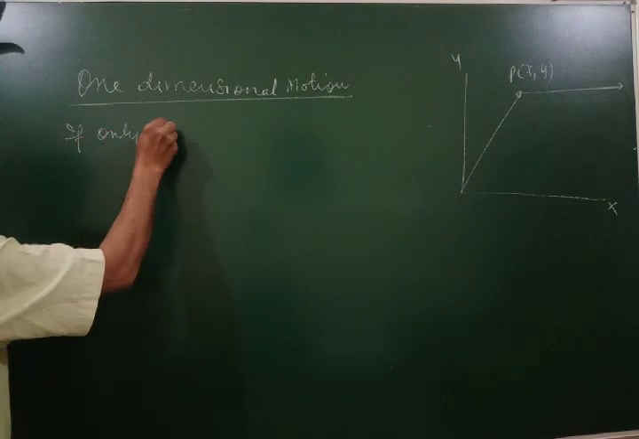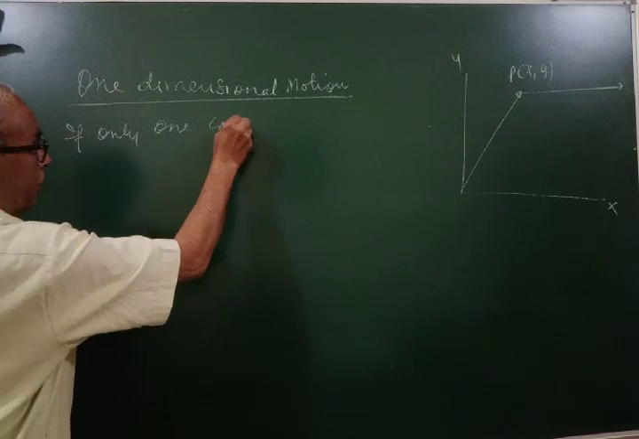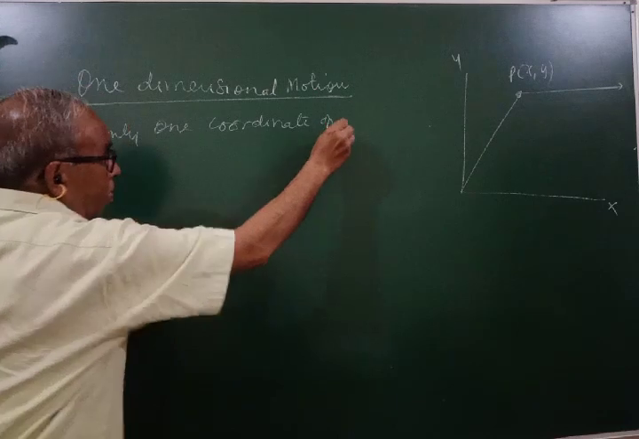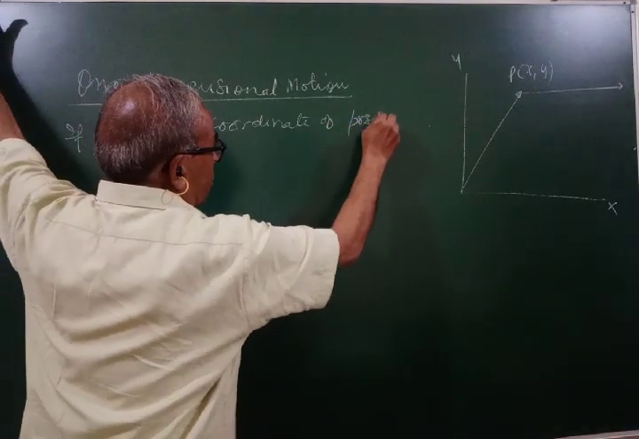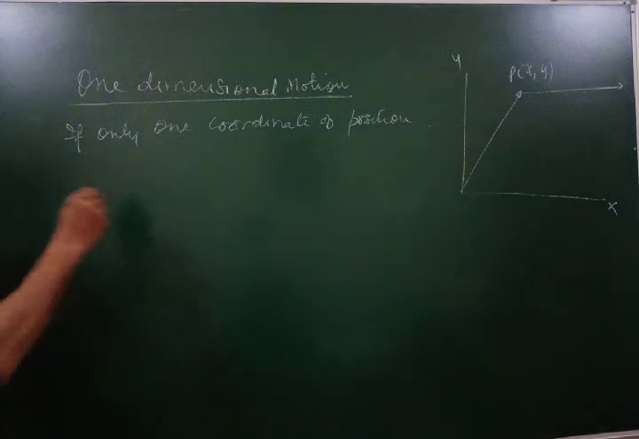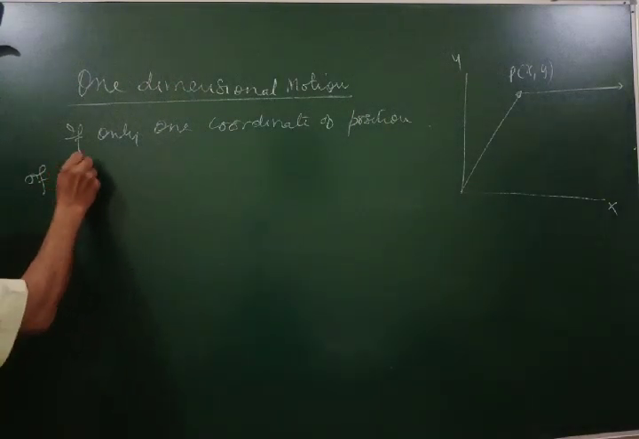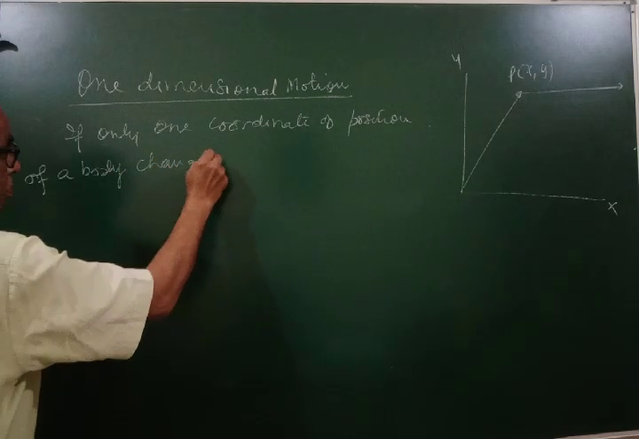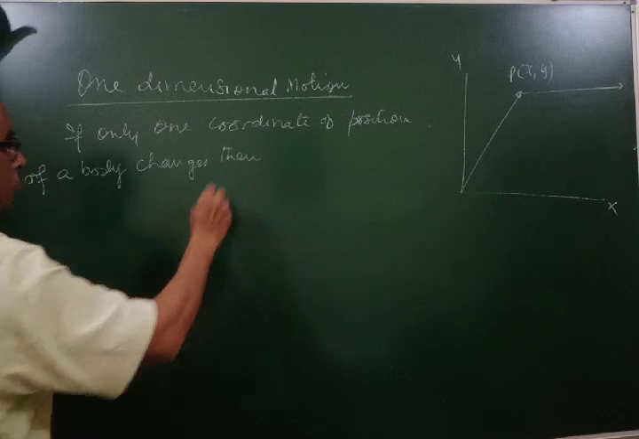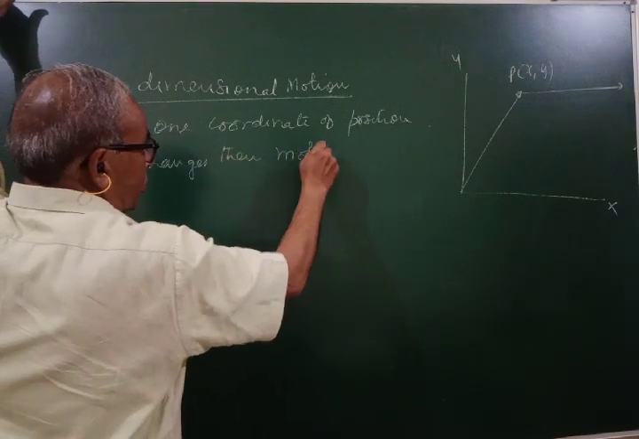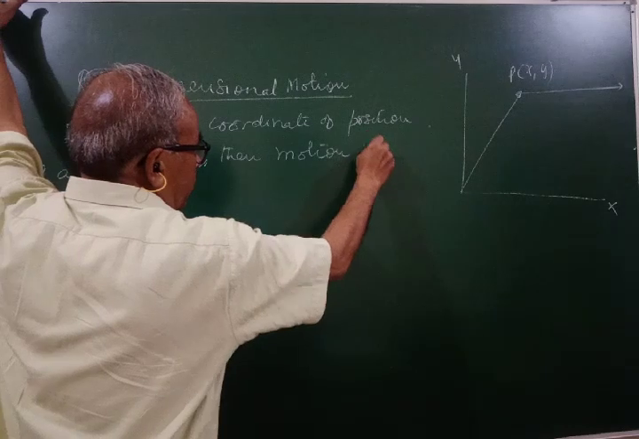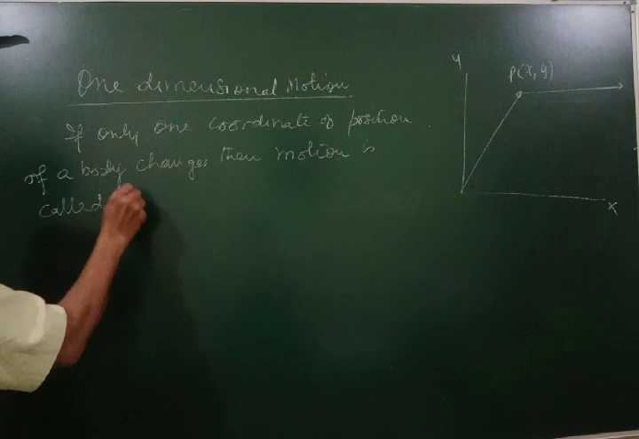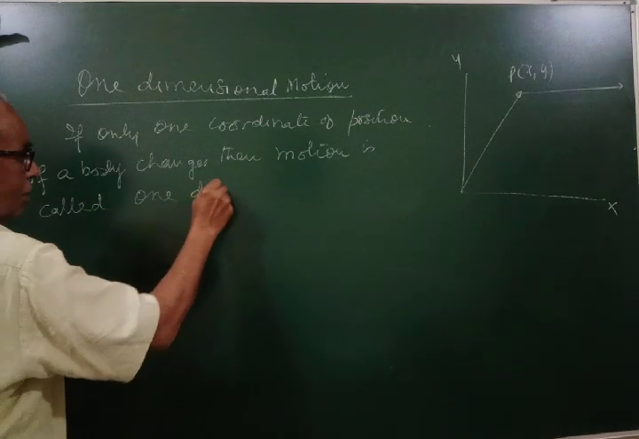So if only one coordinate of position of a body changes, then the motion is called one-dimensional motion.